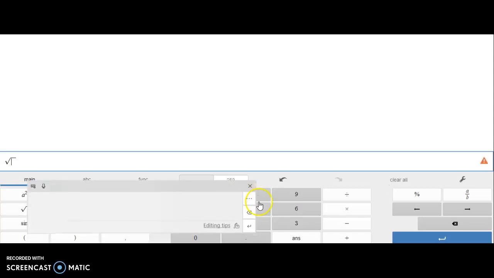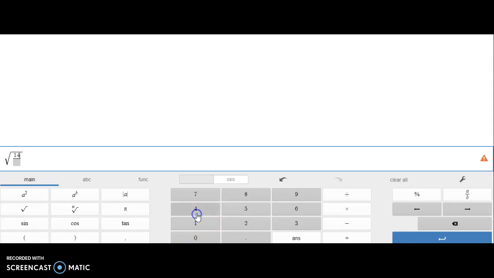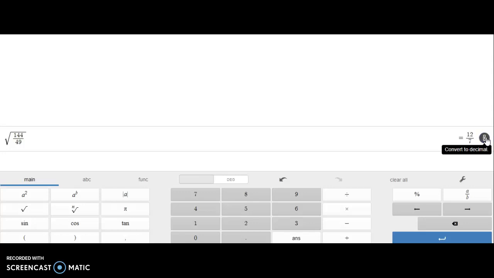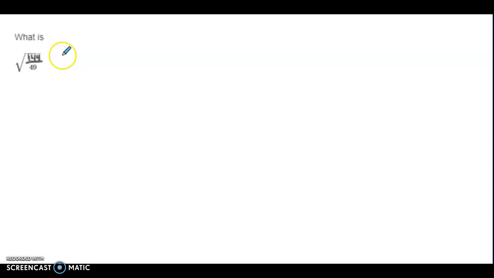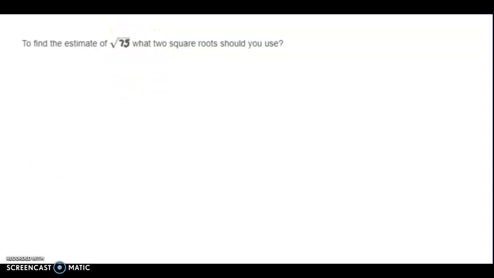So you could go to your calculator and type in square root of 144 over 49, and it's going to give you a decimal, but we're probably going to want the answer in a fraction, so you can hit that convert to fraction button, and it'll tell you 12 over 7. 12 over 7 makes perfect sense, because if we would have done it the other way, where we split it into two separate square roots, the square root of 144 equals 12, and the square root of 49 equals 7. So you can either split it or do it in the calculator.